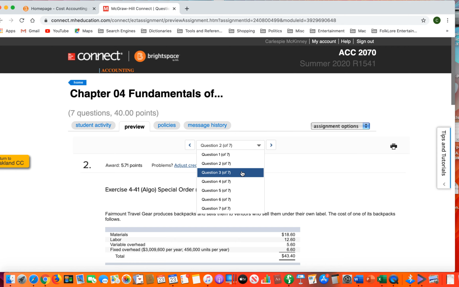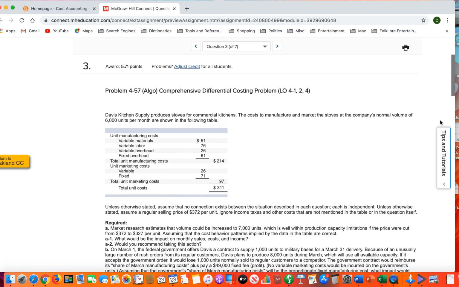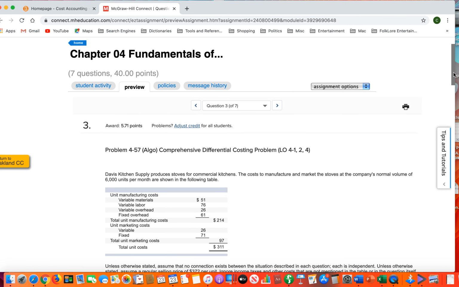Number 3. This is the Davis Kitchen one. Now, this one, folks, it is a doozy. And let me go through my stuff here. It is a doozy. And I think in some respects, it's also unfair. I wouldn't do this to you. But nonetheless, this is the most challenging of the 7.